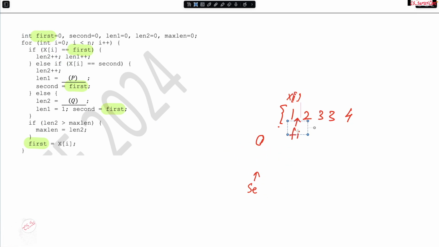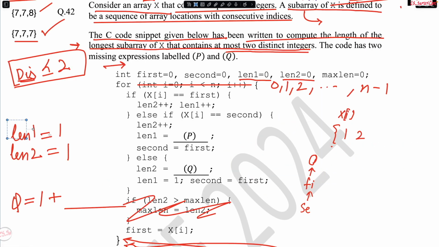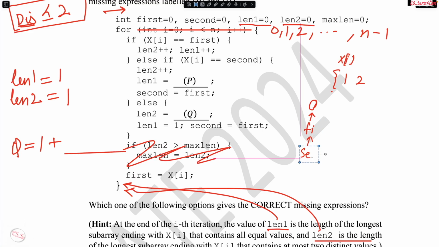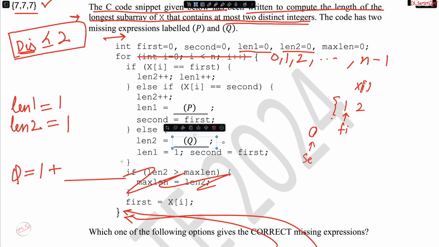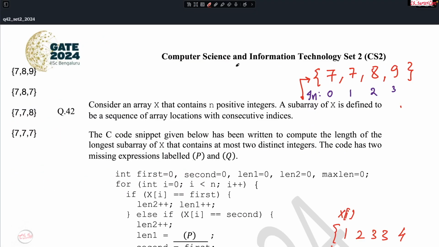Welcome to another video. In this video, I have solved this question in a holistic manner so that you understand how to solve it in a small amount of time in the GATE examination. Okay, so let's solve this question.